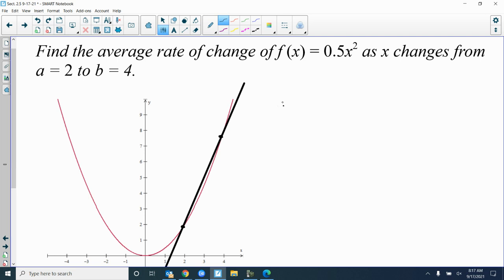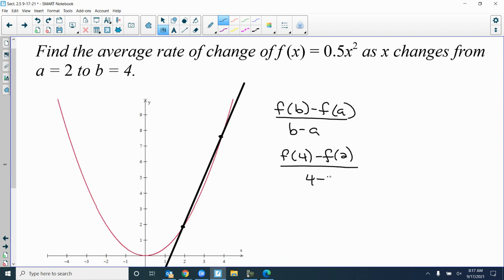So the average rate of change is going to be f of B, I'm just going to rewrite this, minus f of A over B minus A. So f of B is f of 4 minus f of 2 over 4 minus 2. And what did we just say we get for 4?